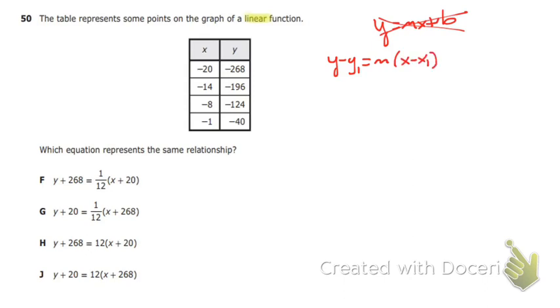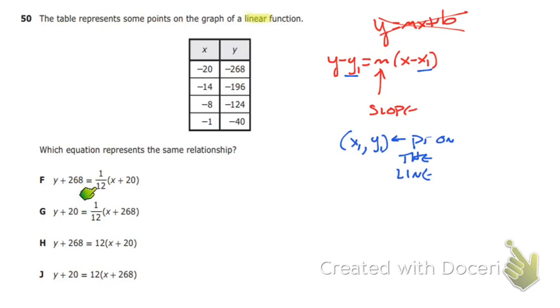And that's what point-slope form looks like, where m is the slope, and then x1, y1, that's going to be a point on the line. And so I'm looking at this, and I see that two of my equations have a slope of 1/12, because remember the slope's the number that's just outside the parentheses. But two of my equations have a slope of positive 12. So let's calculate the slope first, and then we can at least get it down to a 50-50.